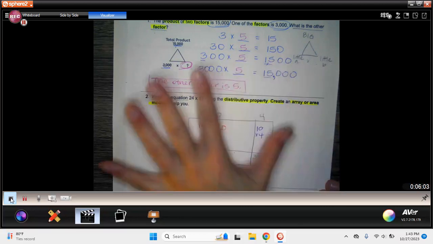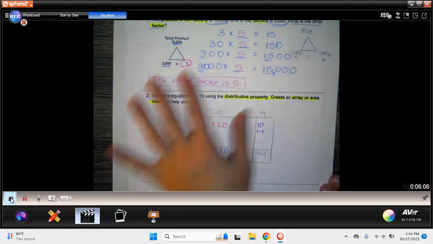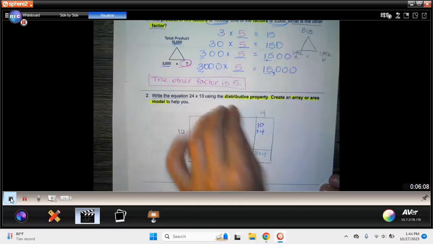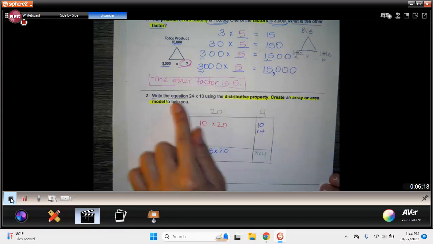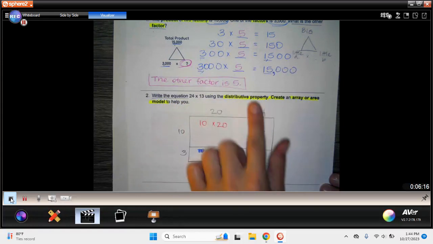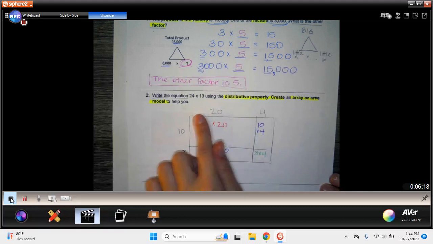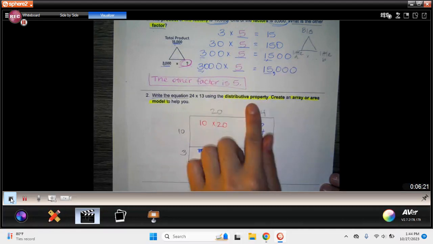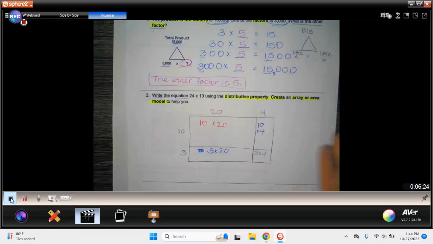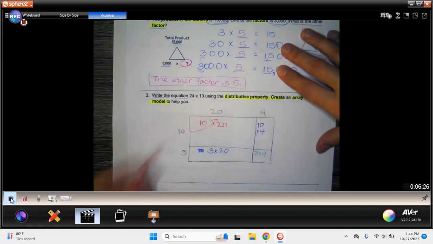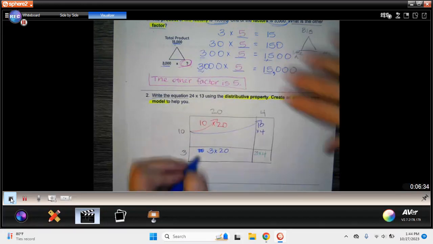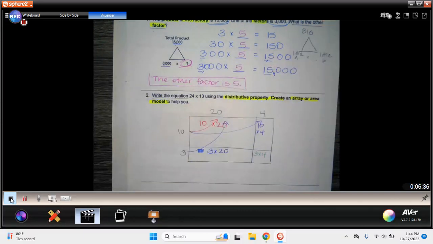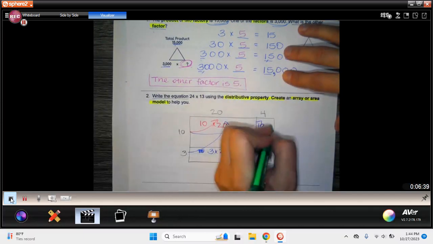So I could multiply this out and figure out the rest of this, but I don't necessarily need to. It's not asking me to solve. It's just asking me to write the equation for this problem. So I know that I'm using the distributive property because we're going to have to distribute out. I know that I am distributing this 10 to this 20. I know that I am distributing this 10 to this 4. I know that I am distributing this 3 to this 20. And I know that I am distributing this 3 to this 4.